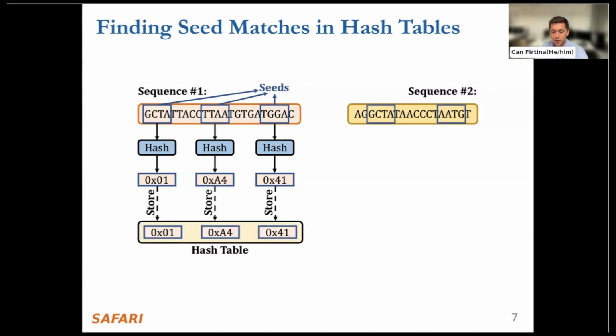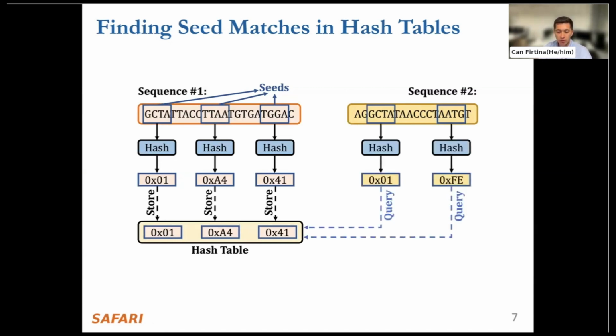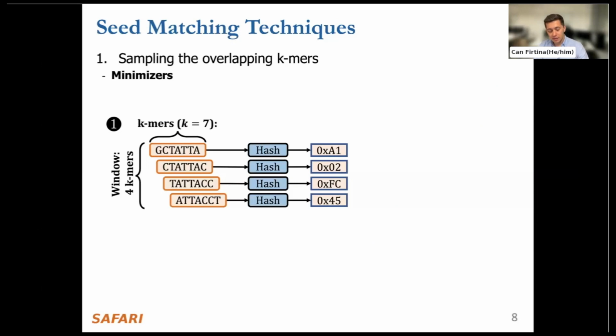And to find matching regions between these two sequence pairs, we also find the seeds from the second sequence, hash them, and query the hash table using these hash values. So this method can quickly tell us if there is a seed match or not with a single lookup of hash values. So then let's go over some of the seeding techniques that we have to identify these subsequences that we extract. So I'll go over 3 of them quickly.